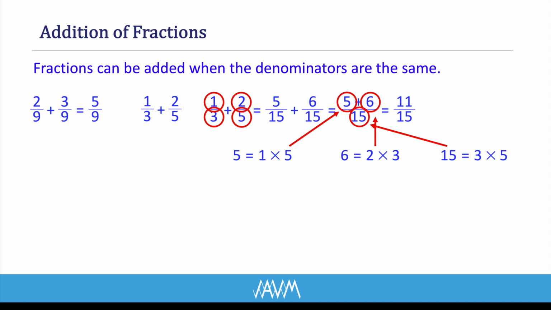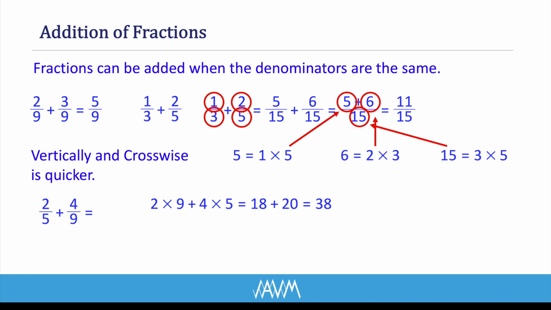Well, this cross multiplication gives us a quick way to add fractions together using vertical and crosswise. Here's another example, 2/5 add 4/9. We cross multiply 2 and 9, giving 18, and 4 and 5, giving 20, and then add 18 and 20 to give 38, and this is the numerator in the answer. We then simply multiply the two denominators together. 5 times 9 is 45, and this is the denominator.